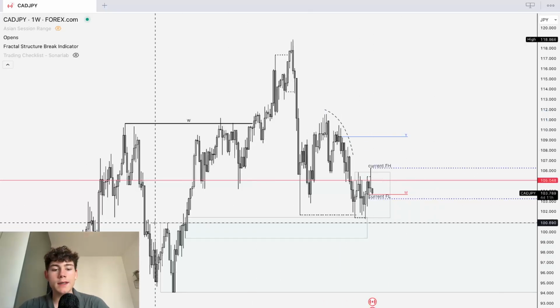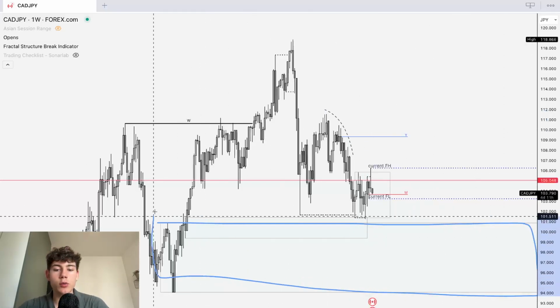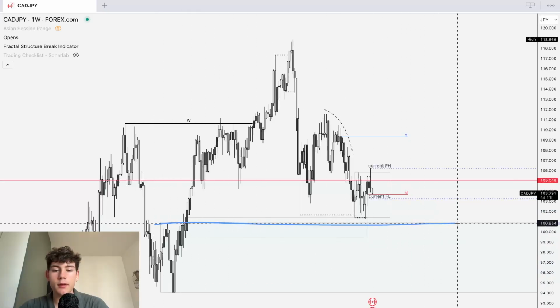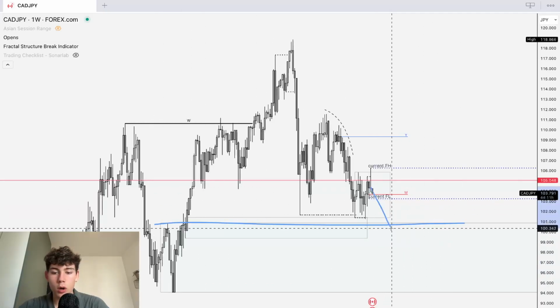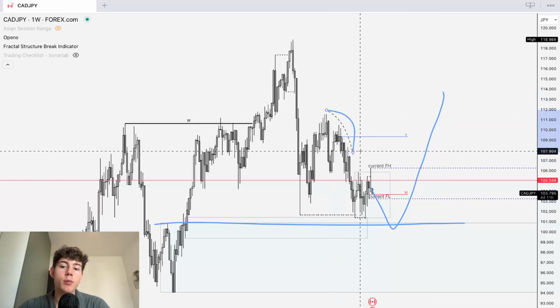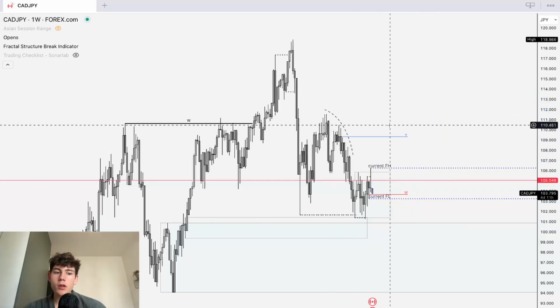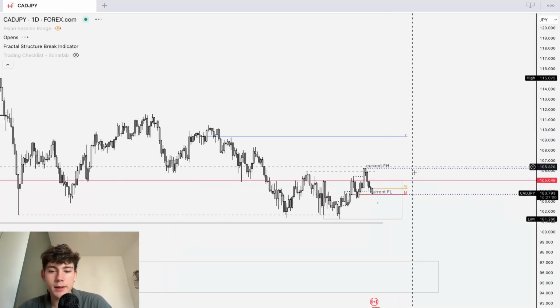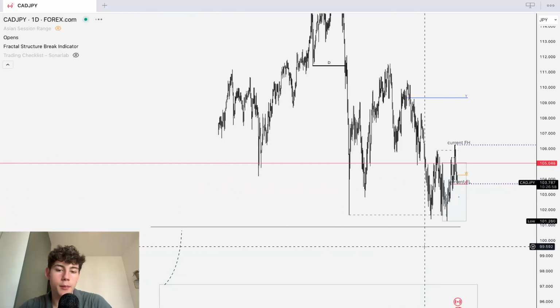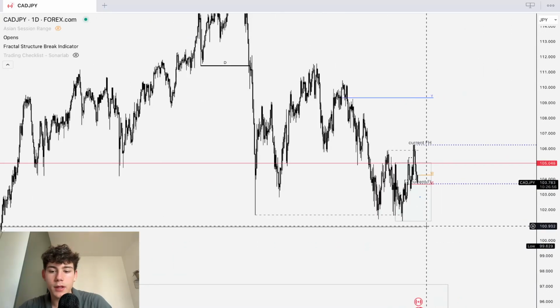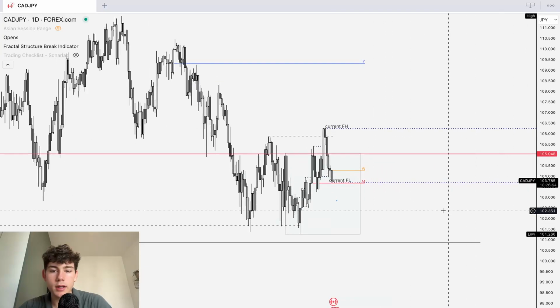What I do not like is this monthly demand over here, which we didn't yet tap. So we could still see one more swipe before swiping everybody above these highs. So that's definitely what I'm expecting though. So yeah, that's also what I'm waiting on, to tap this monthly demand.